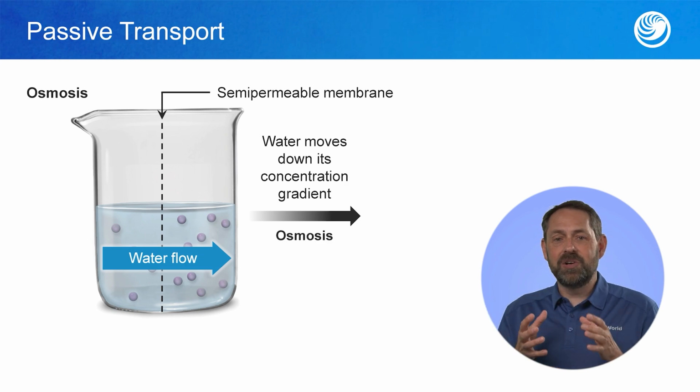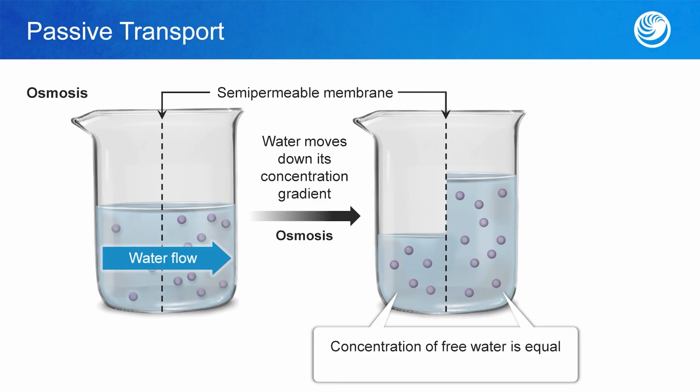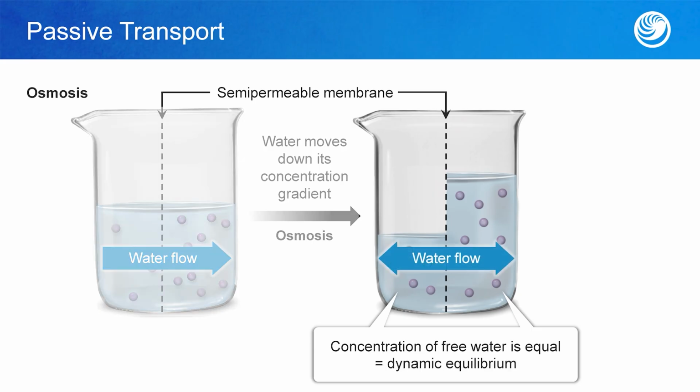As osmosis occurs, the water level on the side of the beaker with more solutes will rise. This continues until the concentration of free water molecules is equal on both sides of the membrane, a state known as dynamic equilibrium. At this point, water molecules continue to move across the membrane in both directions, but there is no net movement of water.